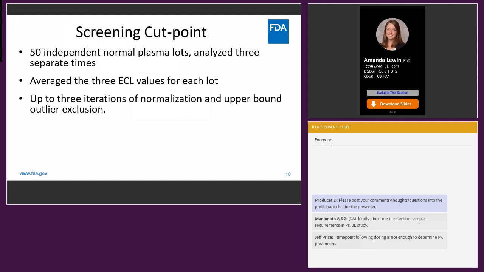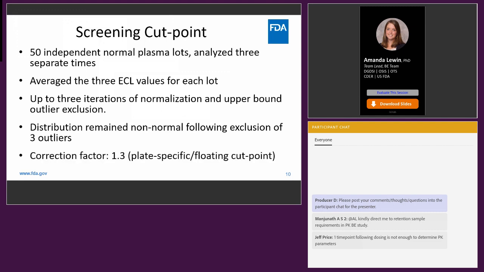And according to the firm's procedures, they would only undergo up to 3 iterations of normalization and outlier exclusion. Additionally, it was only outliers on the upper bound. No lower bound outliers were excluded. So even if additional outliers were present, if 3 had already been removed, the firm would stop there. So following outlier exclusion, distribution of the data remained non-normal, and thus a non-parametric 95th percentile cut point value was calculated. Ultimately, a correction factor of 1.3 was determined as the plate-specific cut point.